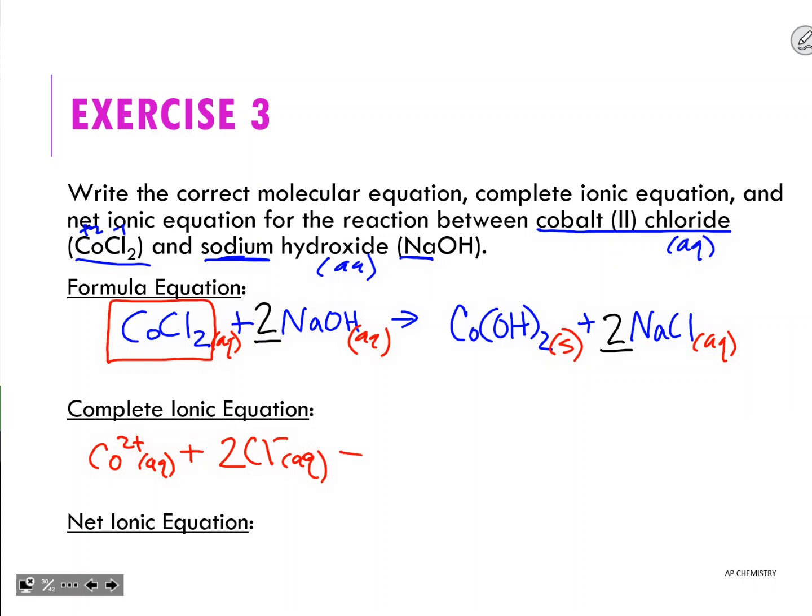Now for the sodium hydroxide. When these guys separate, it's 1 to 1, but how many are needed in the reaction? 2, so you still have to balance that out too. Na+ and 2 hydroxides.